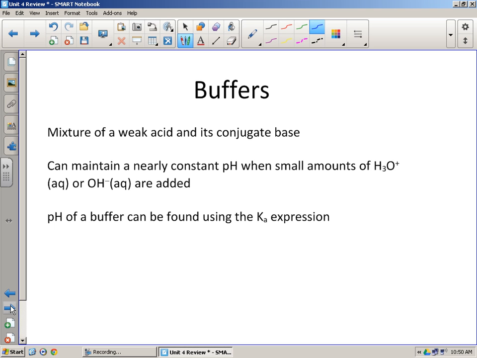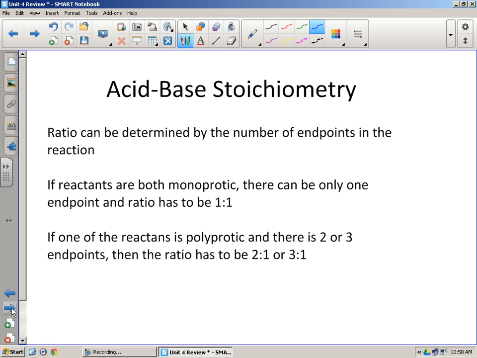Next, a buffer is a mixture of weak acid and its conjugate base. It can maintain a nearly constant pH when small amounts of H3O plus or OH minus are added. The pH of a buffer can be found using the Ka expression. Acid-base stoichiometry ratio can be determined by the number of endpoints in the reaction. If it's monoprotic, it's a 1-to-1. If it's polyprotic, then it could be a 2-to-1 or possibly even a 3-to-1 ratio.